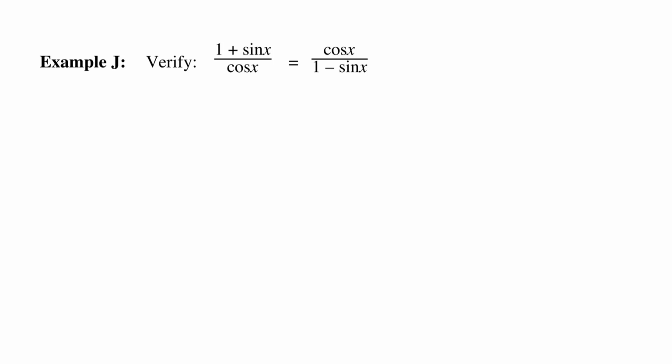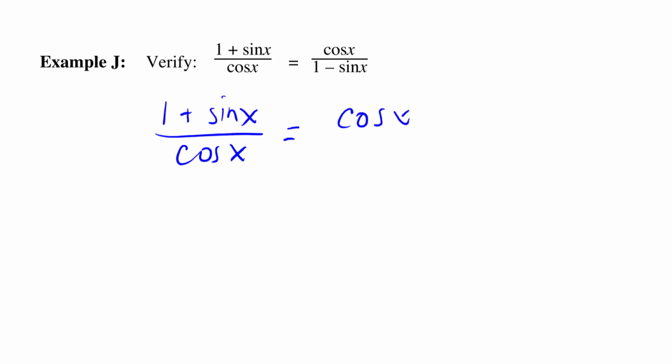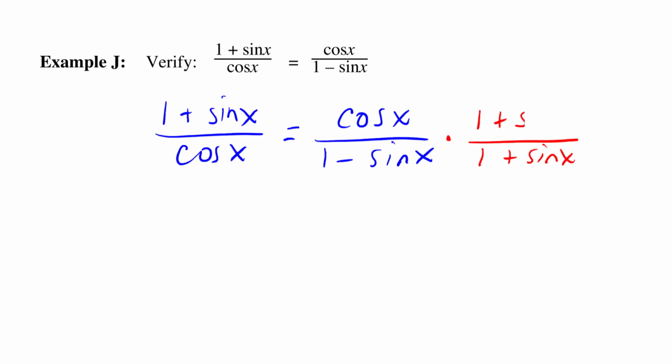In this one, we don't have anything squared. Well, let's see what happens. 1 plus sine x over cosine x equals cosine x over 1 minus sine x. We just discovered a way that we can introduce squares into an expression, and yes, that's to multiply by the conjugates. In this case, we're going to multiply by 1 plus sine x, the conjugate of the right side denominator. And as we do, we've introduced the 1 plus sine x numerator on the left side, so at least we're heading in the right direction.